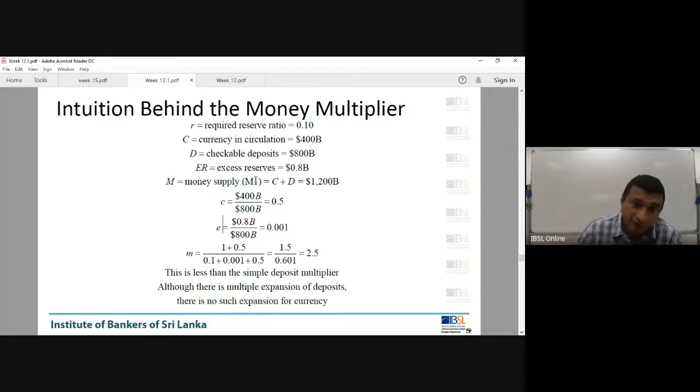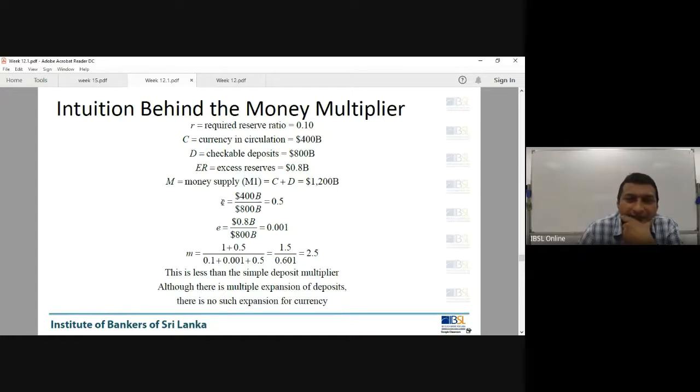M1 we defined in one of the equations there, right, as C plus D, currency in circulation plus checkable deposits. We defined that in one of those slides. So you see C plus D, you have the absolute number given here. So C is 400, D is 800. So money supply is here 1,200 billion, 1.2 trillion. Then you do this computation to see what this small c is.